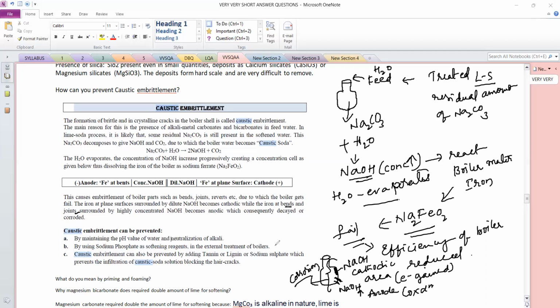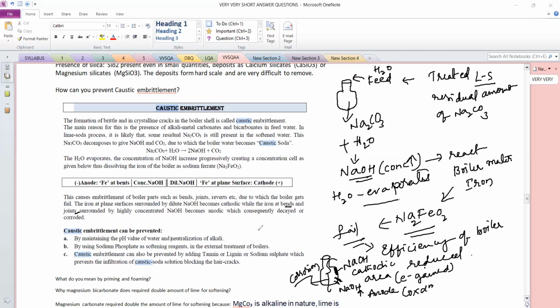In the external treatment of boilers, they have to treat the water with softening agents, like those belonging to sodium phosphate. Next, caustic embrittlement can also be prevented by means of tannin, lignin, or sodium sulfate, which prevent the infiltration of caustic soda solution, blocking the hair cracks. Whatever hair cracks are present can be blocked by tannin or lignin type of material, which prevents the infiltration of caustic.